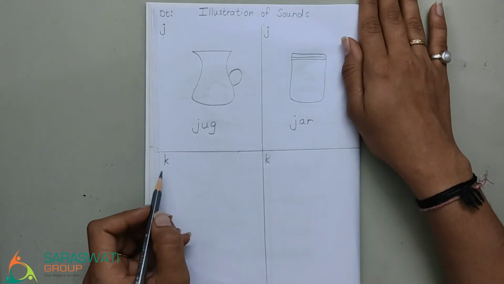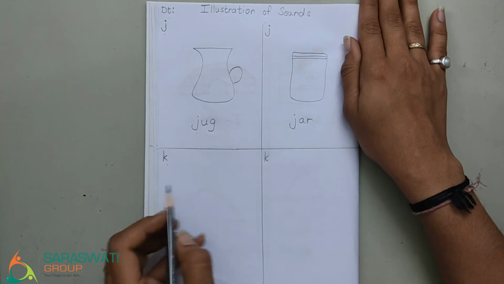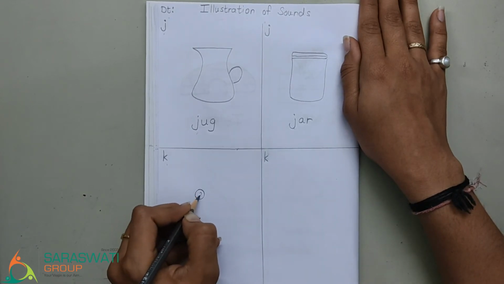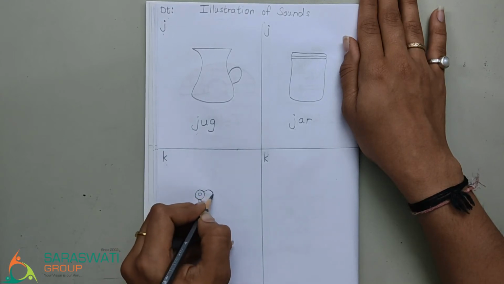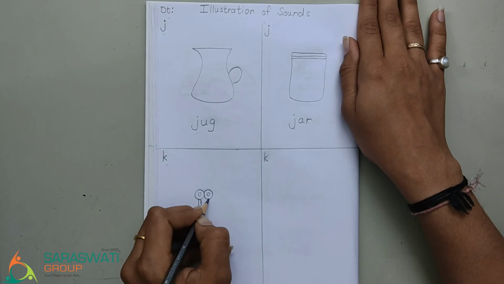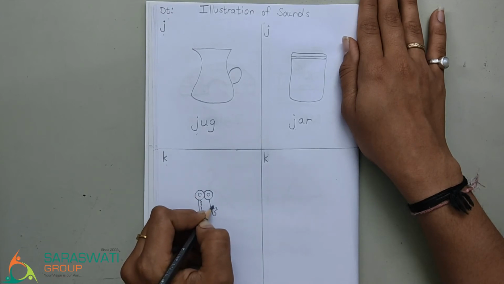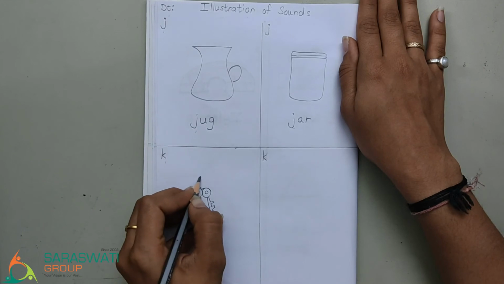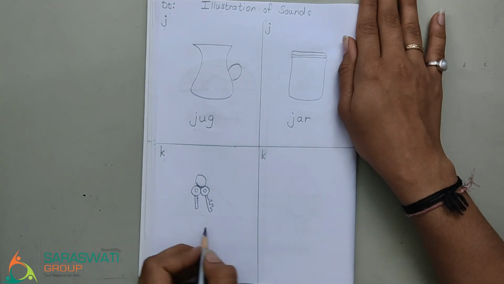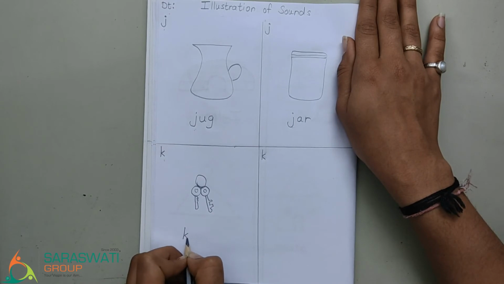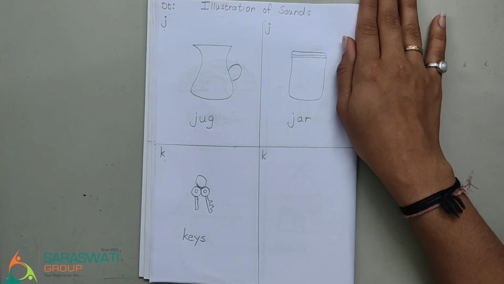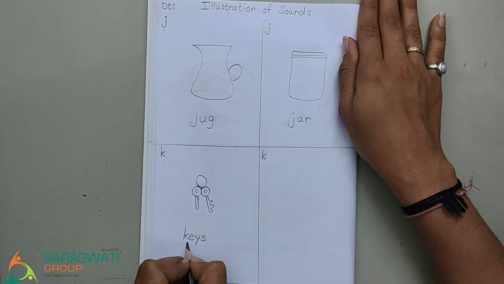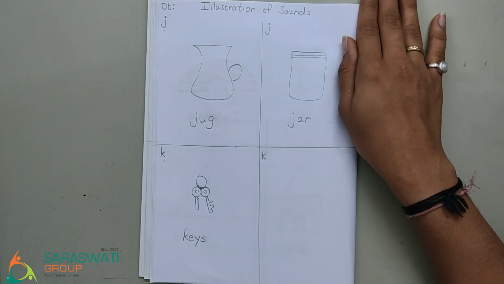Now we will do the illustration of sound K. What is this? This is keys. What is the initial sound of a keys? K. Now we will do another illustration.